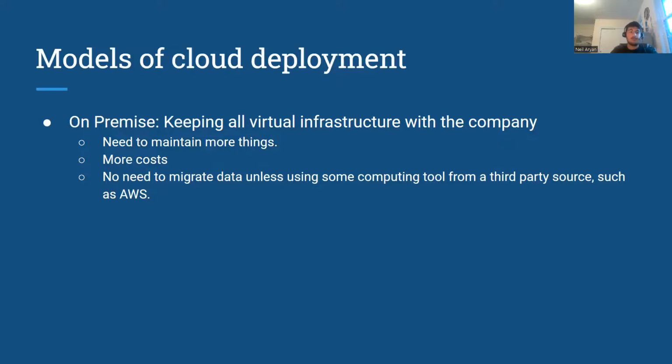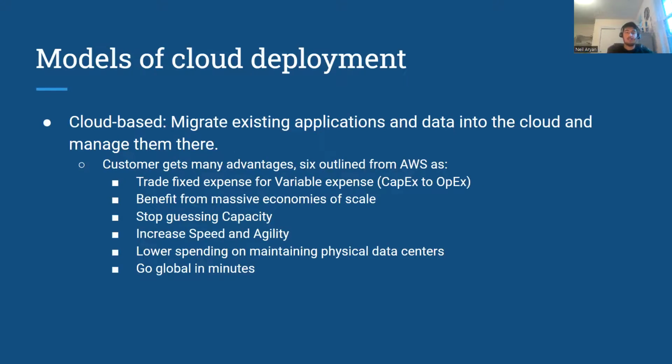Now, the other model of cloud deployment is cloud-based. In this one, you basically migrate whatever you have in your company and you put it into the cloud and you manage all your applications there. Now, there's many advantages to this, and the 6 outlined by AWS are trade fixed expense for variable expense, which will be seen while studying for the exam as CapEx to OpEx, which is just capital expense to operational expense. Then you benefit from massive economies of scale.